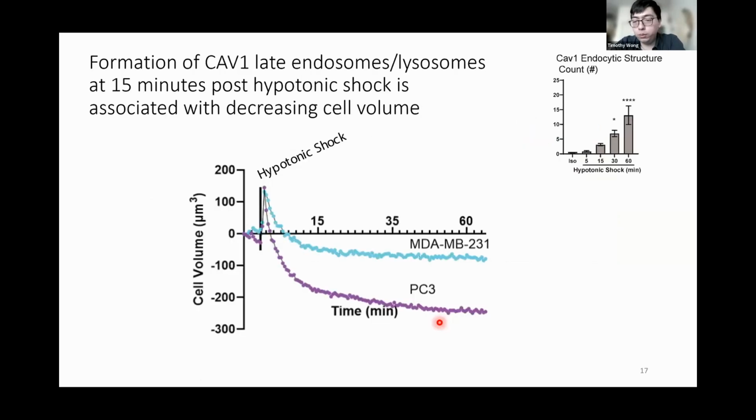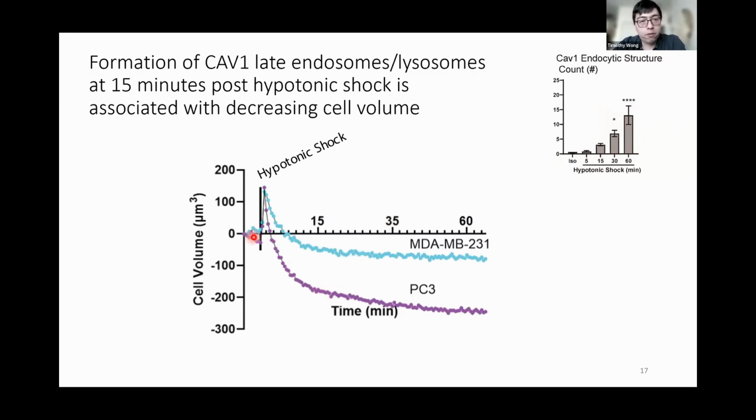So next, we tried to really understand when the formation of these CAV1 lysosomes was occurring. I previously showed you this graph. We quantified that these structures were really appearing at 15 minutes post-hypotonic shock and accumulating. We performed this experiment using a Holomonitor, which does live cell phase imaging. With that, we were able to track cell volumes across time.